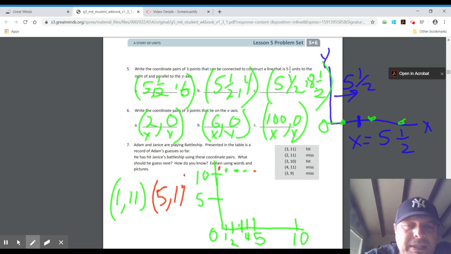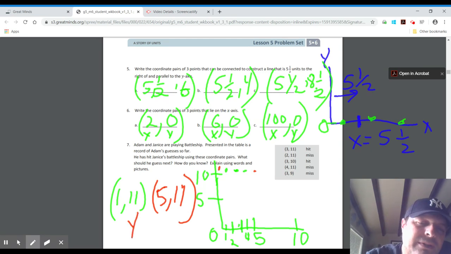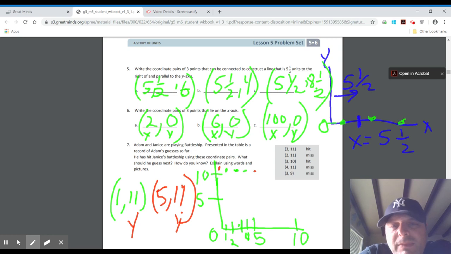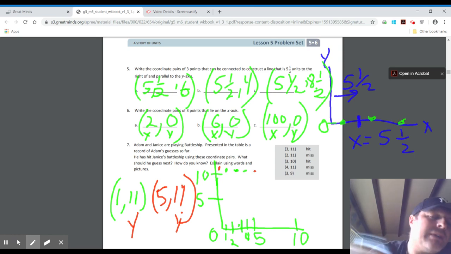So notice they're all on 11s. So how do you know? Because they're all at y equals 11. So all of the y's, these are both y, and they're equal 11. I drew a little makeshift graph to show you where these numbers would be. And that's it for lesson 5.